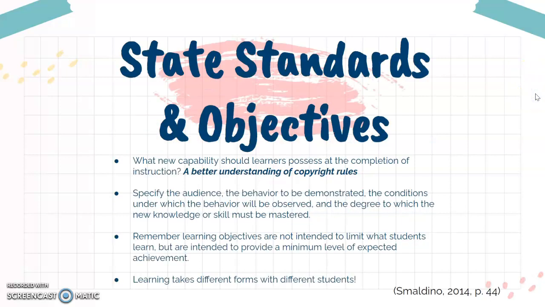The S stands for state standards and objectives. What new capability should learners possess at the completion of instruction? In this case, a better understanding of copyright rules. Next, specify the audience, the behavior to be demonstrated, the conditions under which the behavior will be observed, and the degree to which the new knowledge or skill must be mastered.